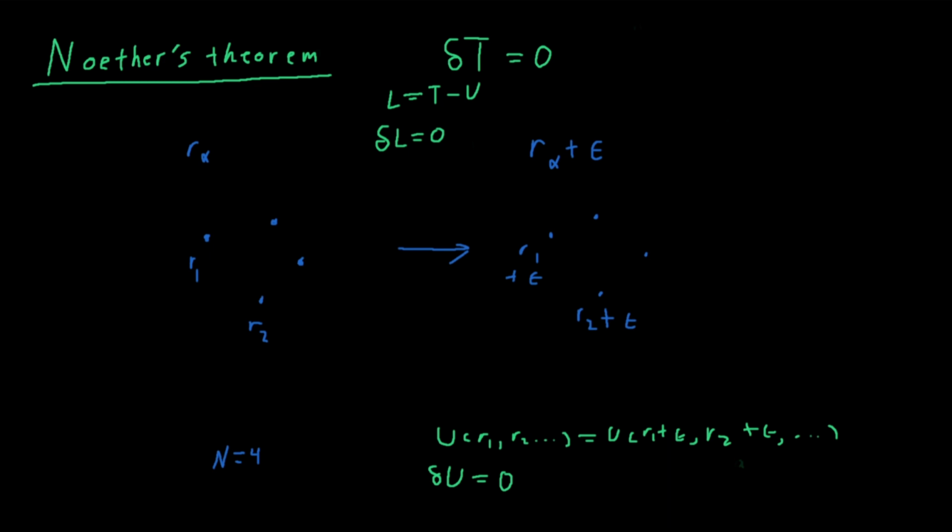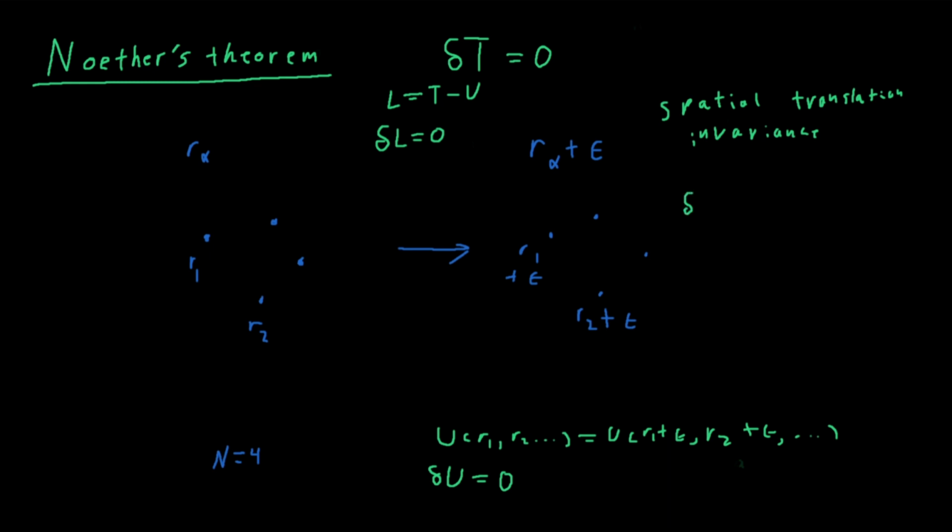The symmetry that we have just observed right here is called spatial translation invariance. And it serves as an example of Noether's theorem. If we choose epsilon to be some infinitesimal displacement in the x direction, then all the x coordinates of the particles increase by epsilon. The y and z coordinates are unchanged.